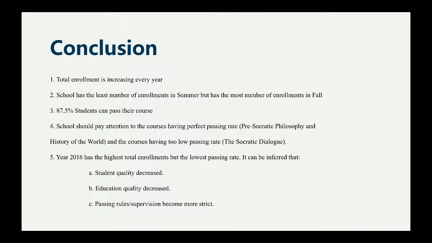So in conclusion, the total enrollment is increasing every year, and the school has the least enrollment in summer, but the most enrollment in fall. And 87% of students can pass their courses in general, and schools should pay attention to the courses having perfect passing rates, which are pre-Socratic philosophy and the history of the world, and the course having too low a passing rate, the Socratic dialogue, which is interesting. The hardest course and the easiest course are both about Socratic.